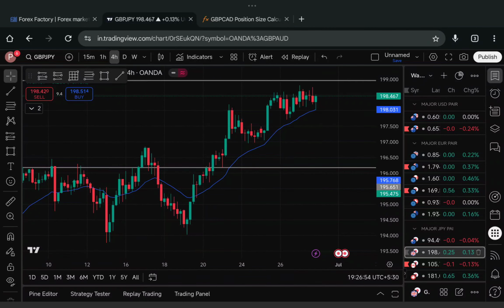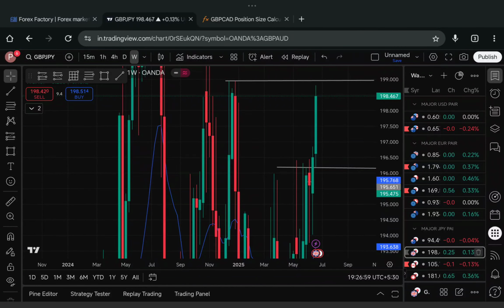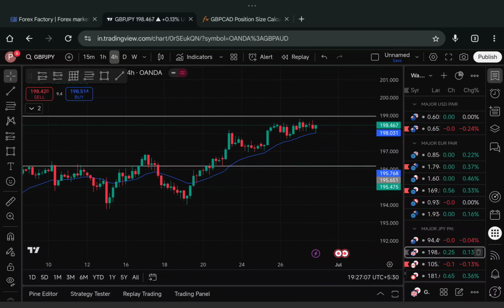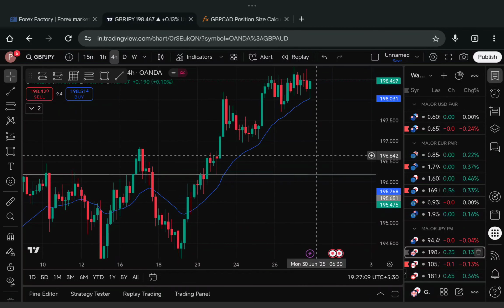Now with GBP JPY at the weekly time frame, I have marked this high, and this high is my main high. If price touches this high and forms a reversal structure, then I will trade on this. But for now, I will just watch what happens.